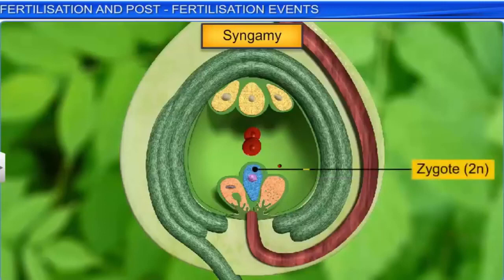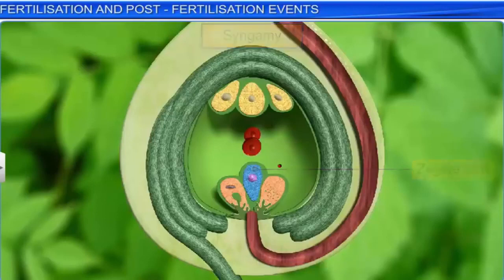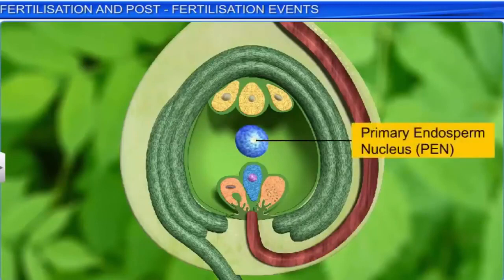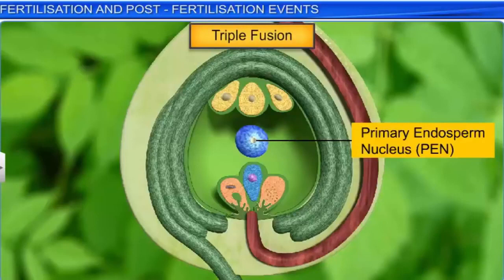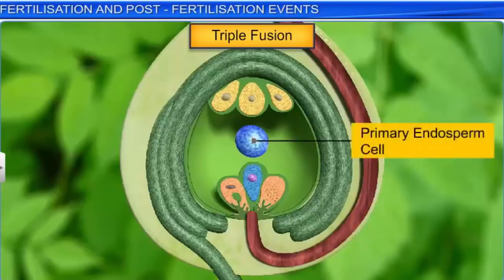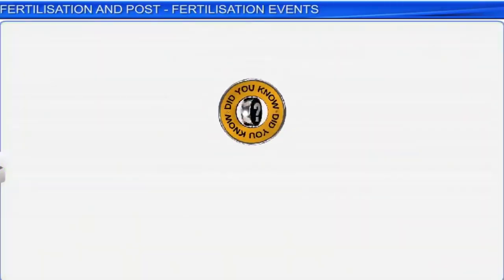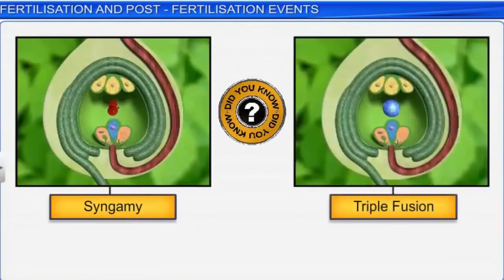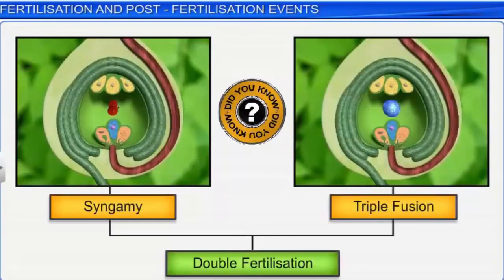Meanwhile, the other male gamete moves towards the 2 polar nuclei and fertilizes them to produce a triploid primary endosperm nucleus, or PEN. Incidentally, this fusion is known as triple fusion, as it involves the fusion of 3 haploid nuclei. After the triple fusion, the central cell is called the primary endosperm cell. Did you know that syngamy and triple fusion together represent double fertilization? A phenomenon unique to flowering plants.